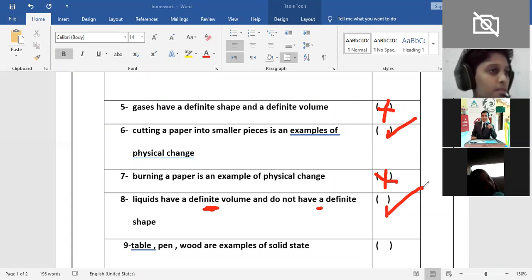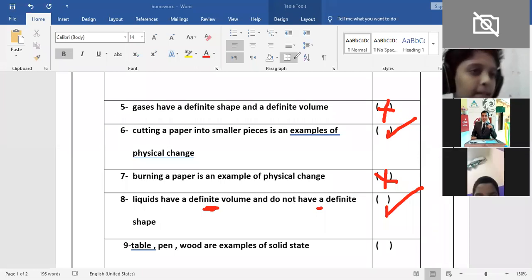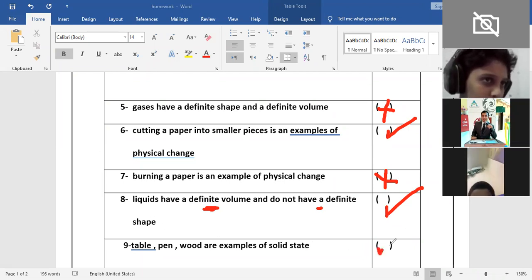Number 9. Where is Saad Khalid? Here, Mister. Yes, do number 9. Table, pen, wood are examples of solid. True. They are examples of solid state. Yes. Thanks, Omar Majid. You are Saad, yes? Okay.